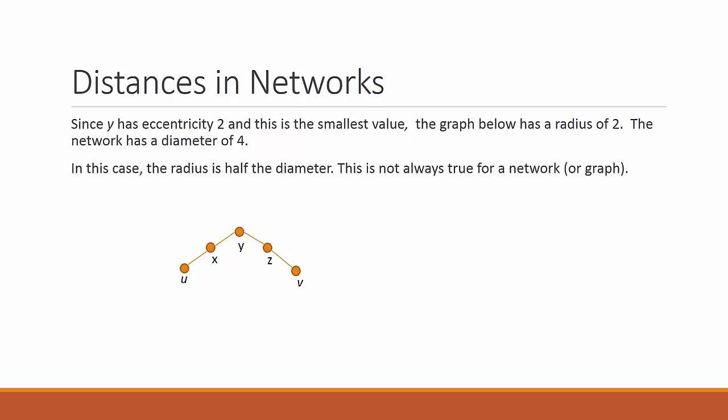In this case, the radius is exactly half the diameter. The diameter is 4 and the radius is 2. We know from geometry that the radius is always half the diameter, but in a network, it's not necessarily true that the radius is half the diameter. In a network, the radius can be larger than that.